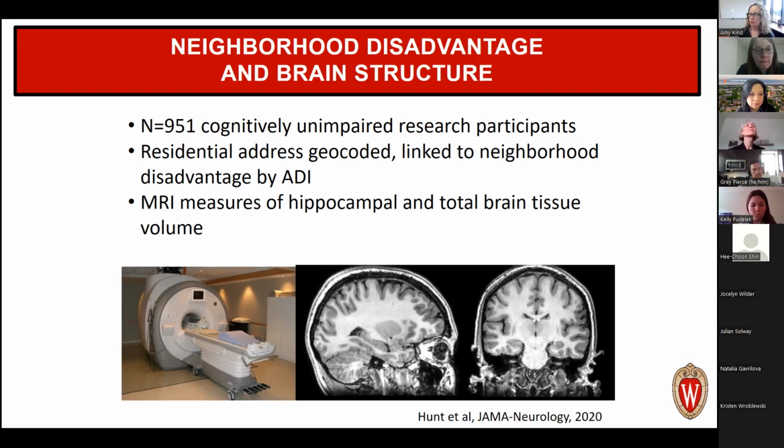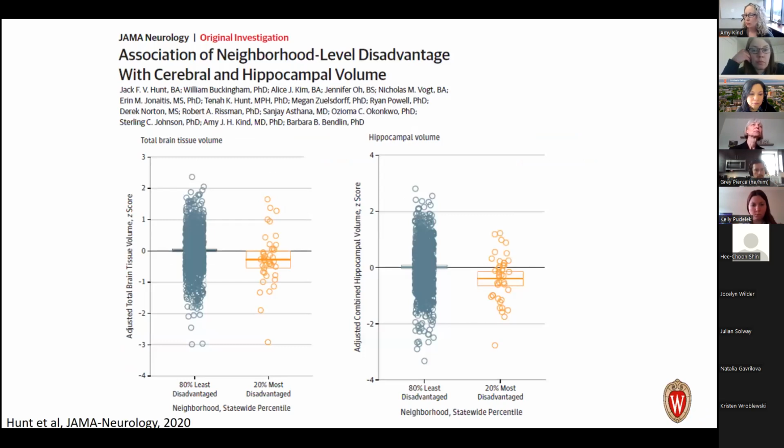They don't have any diagnoses, but they are exquisitely phenotyped in terms of their brains. They've had many MRIs, they've had many cognitive tests, really to understand more about how they are aging across their life course. And we first looked cross-sectionally at their residential address, geocoded that and linked to neighborhood disadvantage by ADI. And what we found, published in JAMA Neurology in 2020, was that those individuals who are living in the most disadvantaged contexts had lower total brain tissue volume and lower total hippocampal volume as compared to their counterparts who are in the less disadvantaged neighborhoods.